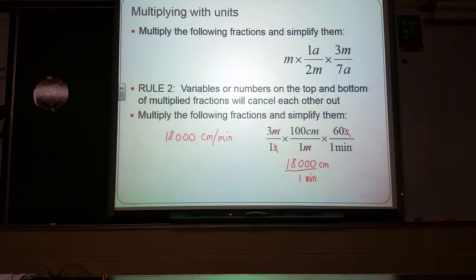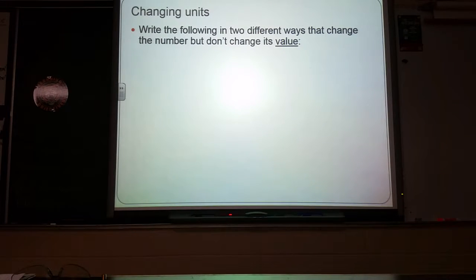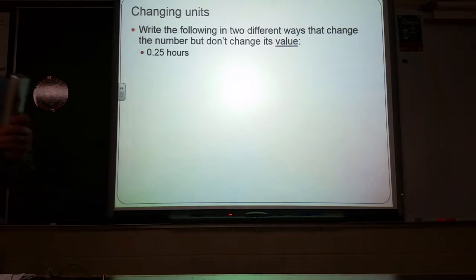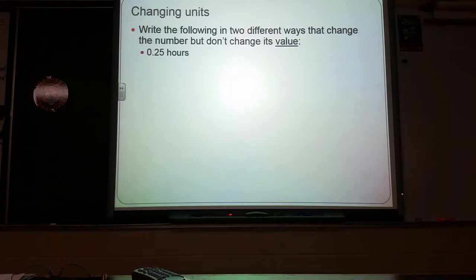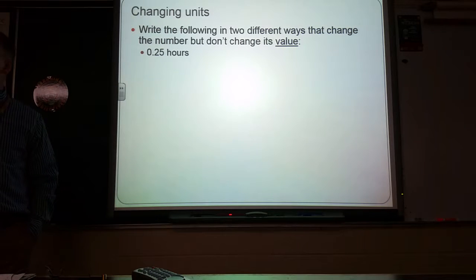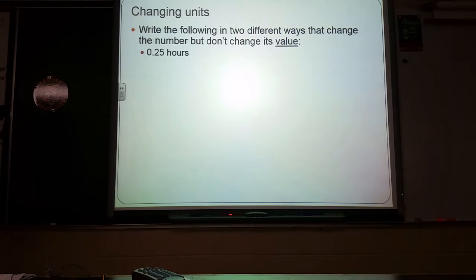And since we're on the topic of expressing things in different numbers, let's practice this. I'd like you to give me a couple different ways to write the same value, but in a different unit. So 0.25 hours, how much time would that be if we didn't measure it in hours, if we used a different unit of time measurement? So how else could we express 0.25 hours, a quarter of an hour?